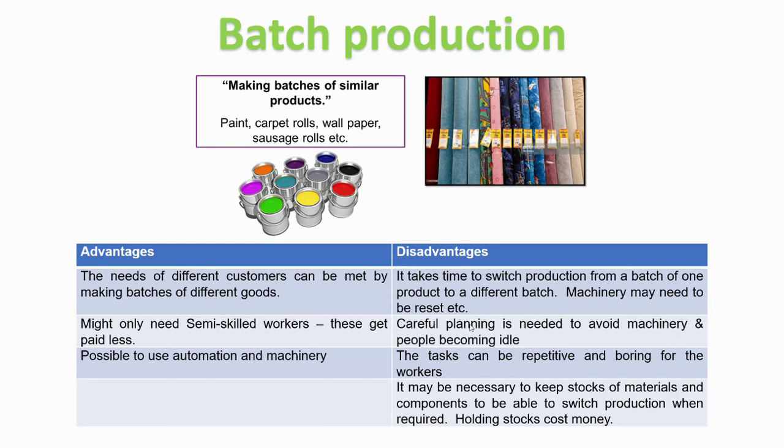And if you're going to make a batch for one customer and a batch for another customer, you need to carefully plan when you're going to do those things. It's because you don't want to have machines or people sitting idle while they're waiting for the next batch to be produced. At the same time, you don't want to be trying to do two batches together because you can't.